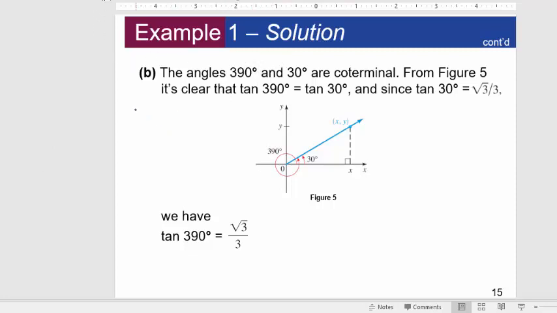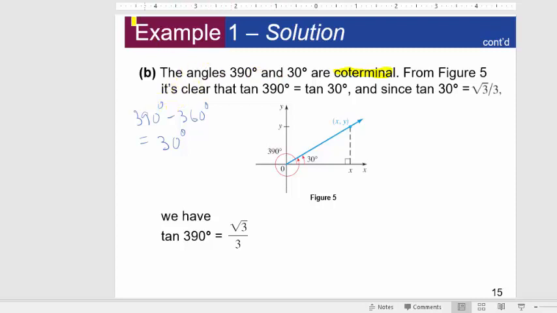is that 390 degrees minus 360 degrees is 30 degrees. So 390 and 30 degrees are actually coterminal, right? Remember how we had found coterminal angles? We would either add or subtract 360 degrees. So 390 degrees and 30 degrees are coterminal. So the tangent of 390 degrees is really going to be the same as the tangent of 30 degrees, right?